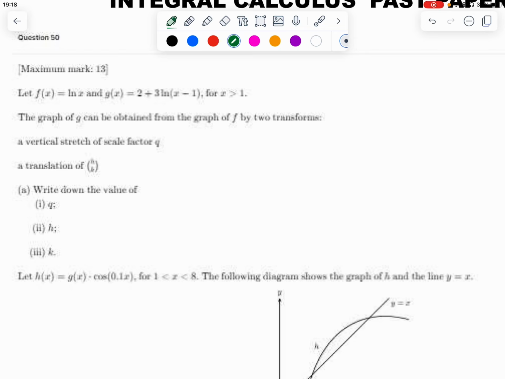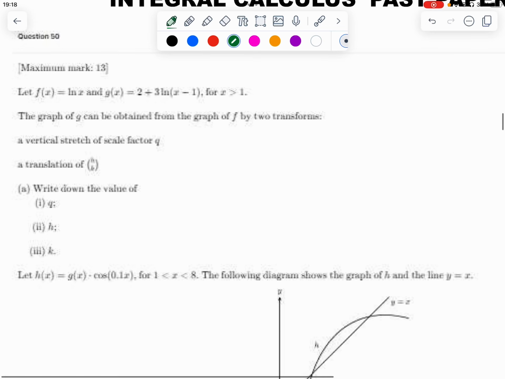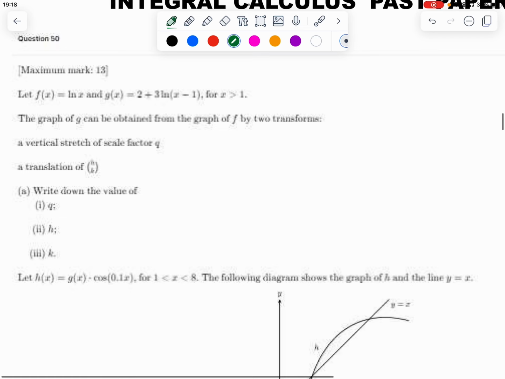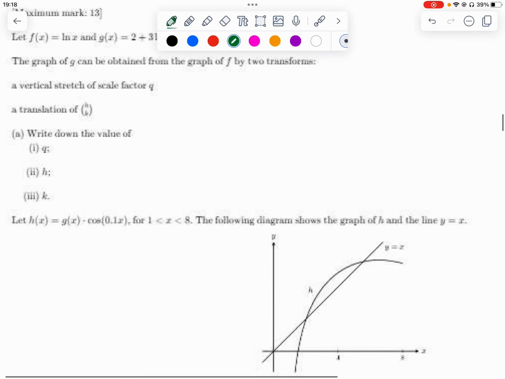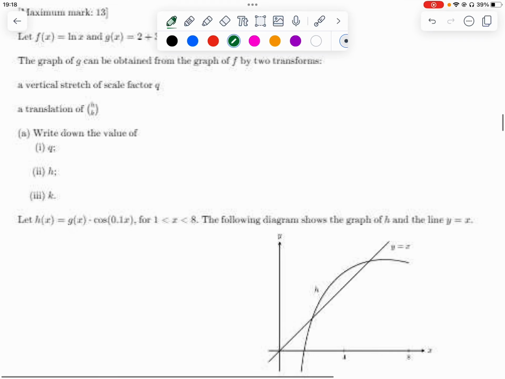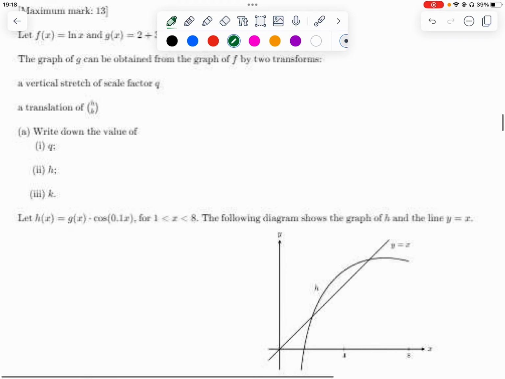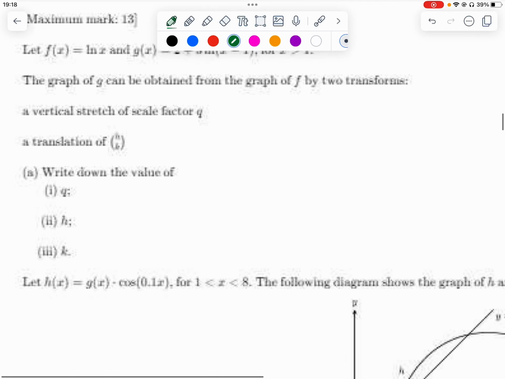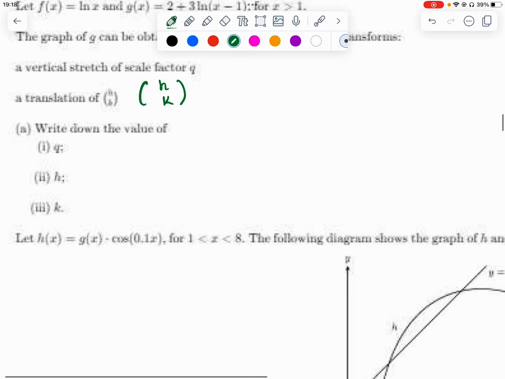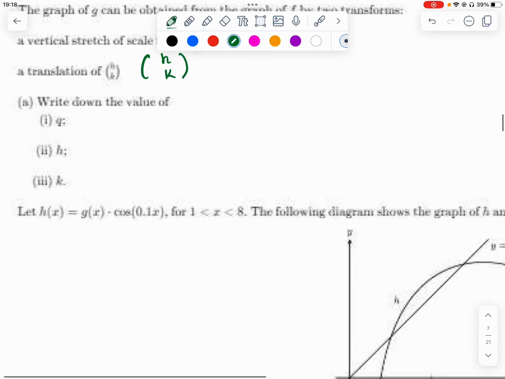Now in question number 50, what is being asked? f of x is ln x has been given, and g of x has been given. What is he asking? The graph G is obtained from the graph F by two transformations: a vertical stretch by a scale factor q, and a translation of h comma k. Write down the values of q, h and k.